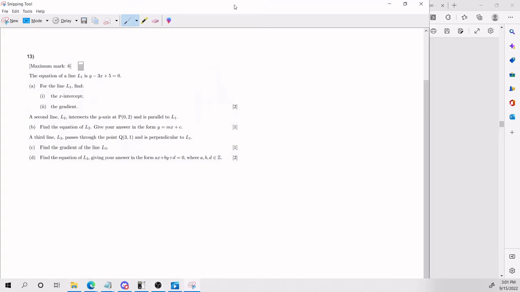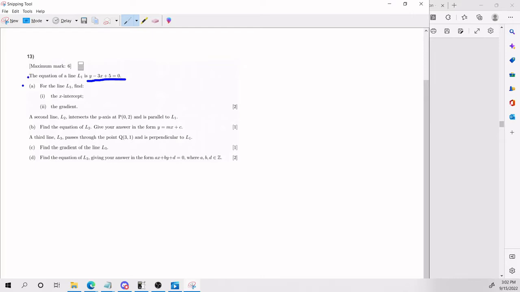Hello everybody, today we will be going over a linear equations problem at the IB Math AI SL level. So we have the equation of a line L1, which is y minus 3x plus 5 equals 0. For the line L1, we need to find the x-intercept and the gradient.